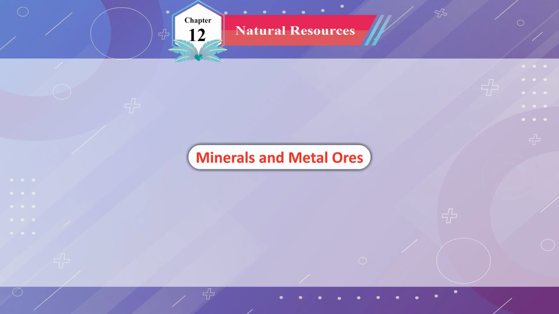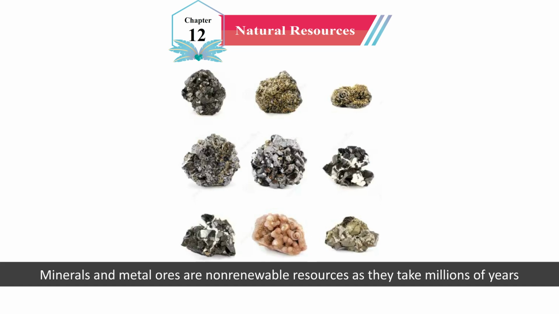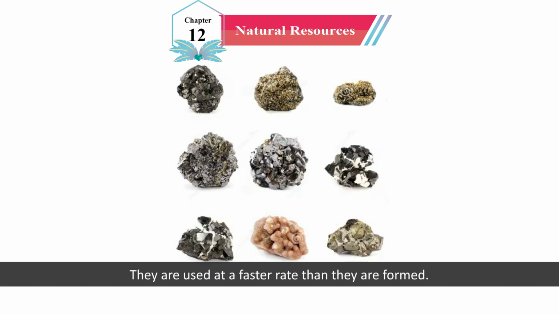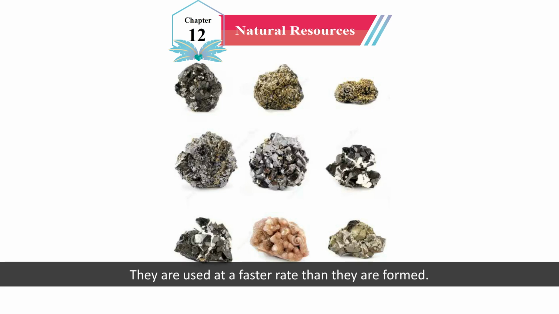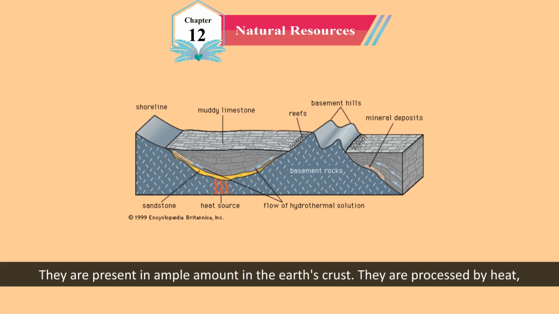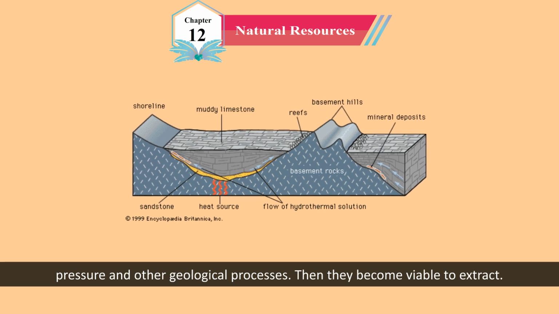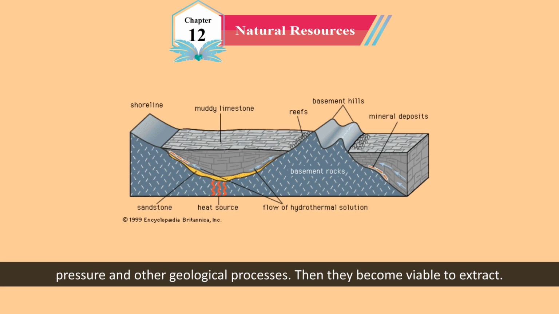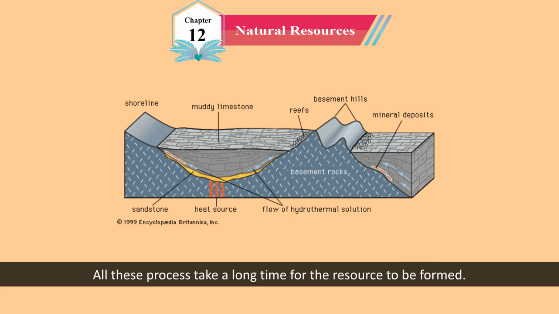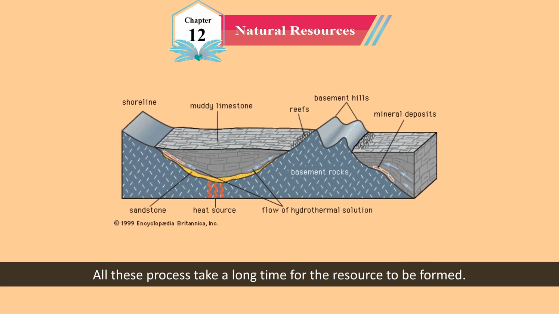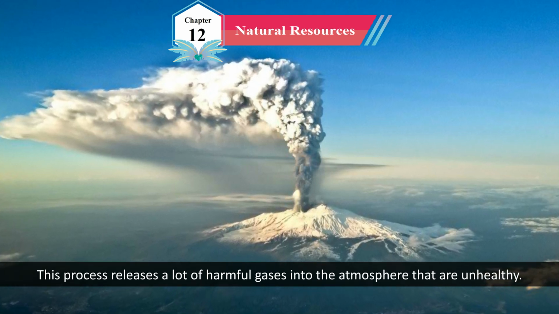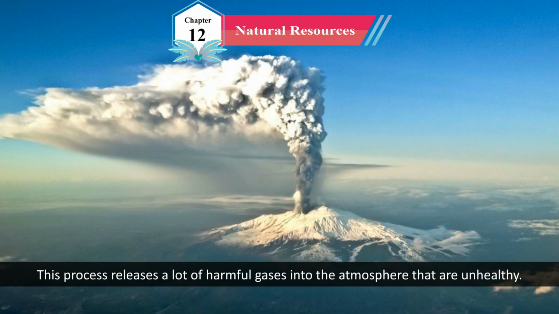Minerals and metal ores. Minerals and metal ores are non-renewable resources as they take millions of years to form. They are used at a faster rate than they are formed. They are present in ample amount in the Earth's crust. They are processed by heat, pressure, and other geological processes. Then they become viable to extract. All these processes take a long time for the resource to be formed. This process releases a lot of harmful gases into the atmosphere that are unhealthy.